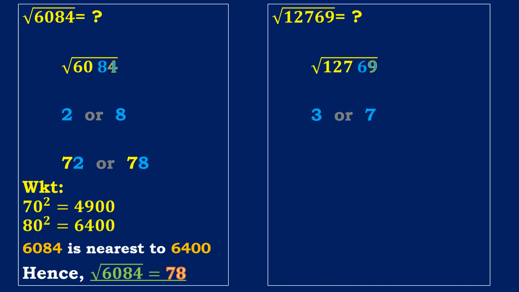If we take 12 squared, it is 144, which is more than 127. So, we take 11 squared, which is 121, which is less than 127. So, the second part of the answer is 11. The answer may be 113 or 117.